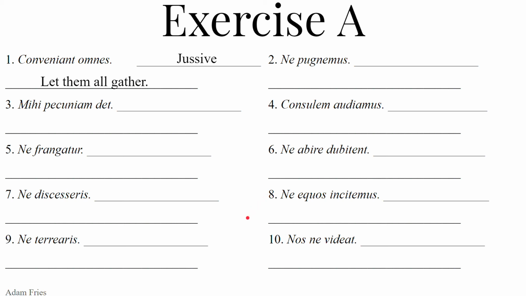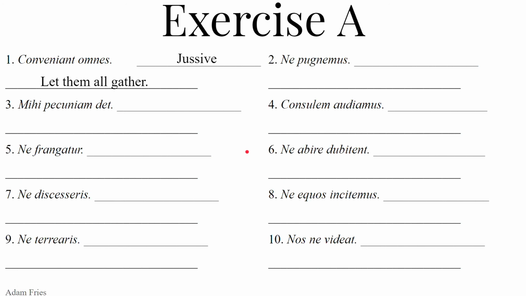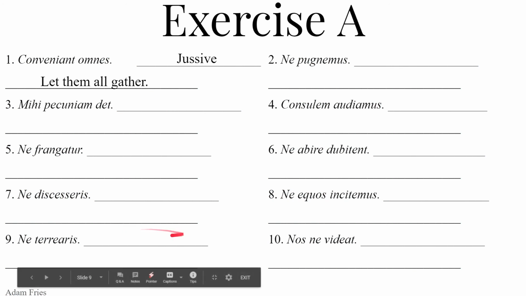Number 9. Ne terrearis. So we have the negative ne. Terrearis is going to be the second person singular present passive subjunctive of terreo, terrere, terrui, territus, to terrify, to scare. So ne terrearis. It's passive, and it's second person singular. So that is the optative subjunctive, second person singular.